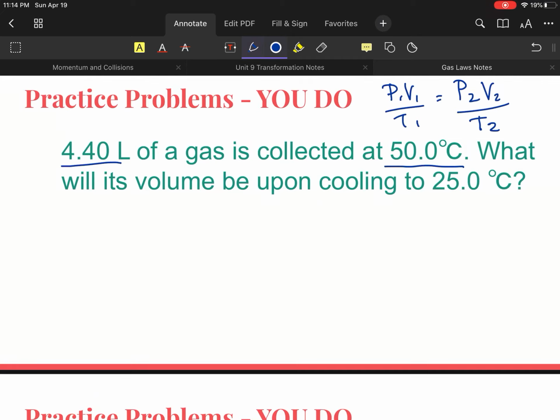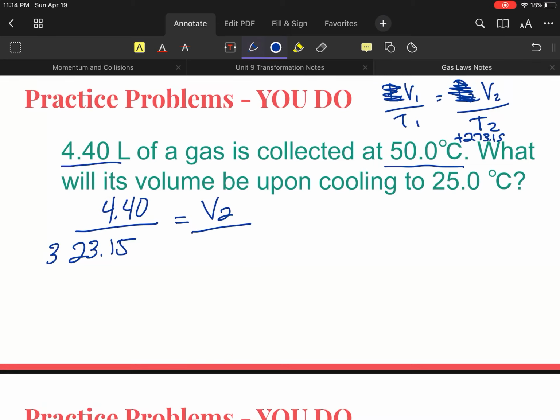4.4 liters of gas, 50 degrees Celsius. So my volume. What I don't have in this one is pressure, so I'm just going to ignore it. So 4.4 over, and remember, anytime we have temperature, we have to add that 273. So we end up with, I typed wrong, 323.15. Okay, my second volume is what I'm looking for.